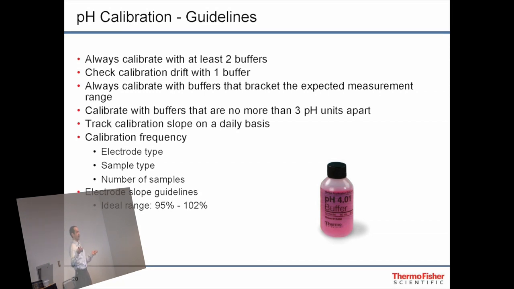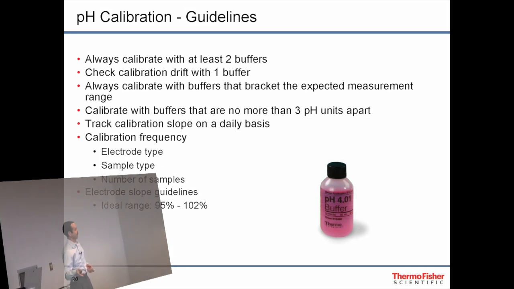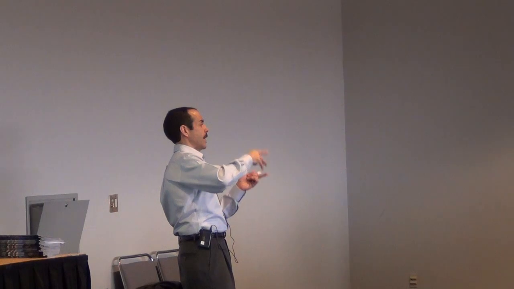And always bracket with your buffers what you expect to measure. So if you're measuring between 4 and 7, calibrate with a 4 and 7. If you're measuring between 7 and 10, calibrate with a 7 and 10. If you're on both sides of 7, calibrate with a 4, a 7, and a 10. Do a 3-point calibration. In theory, it should be a straight line from 0 to 14. In practice, it's only linear over 3 pH units. So we don't recommend that you calibrate with a 4 and a 10, let's say. Calibrate with buffers that are no more than 3 pH units apart, and that bracket what you expect to measure.